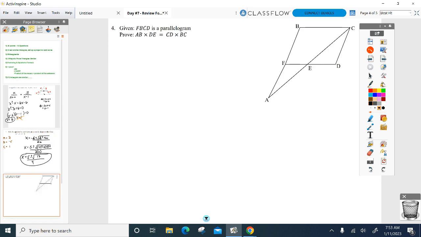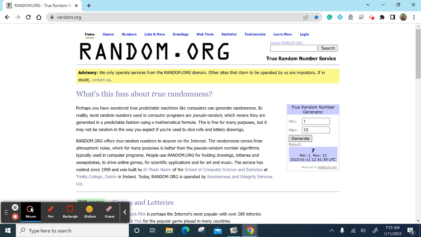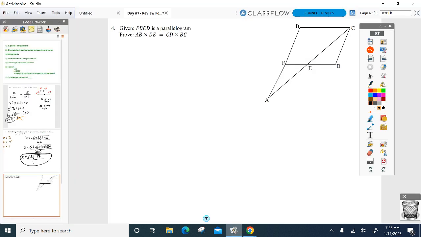Number 4. Look at the proof statement. What theorem is this going to end with? Just look at the proof statement. If you've got to look back, look back. Just by looking at the proof statement, our proof will end with what fact, reason at the end? Product of extremes equals product of the means. Good.